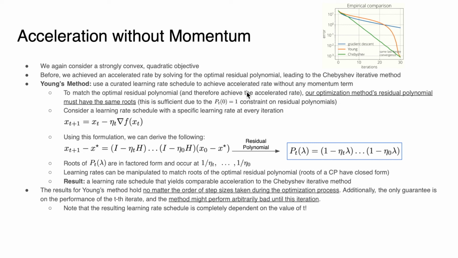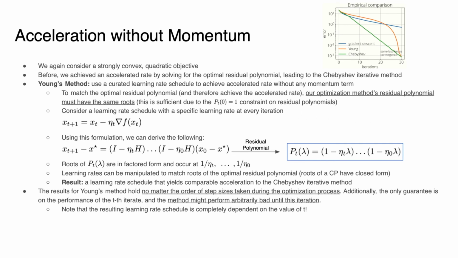And this is sufficient because of the property that any residual polynomial, in order to be viable, must satisfy the property that the tth degree residual polynomial evaluated at 0 must be equal to 1. And this property of all residual polynomials allows us to say if the roots of our residual polynomial are the same as the optimal residual polynomial, then the polynomials must be the same.